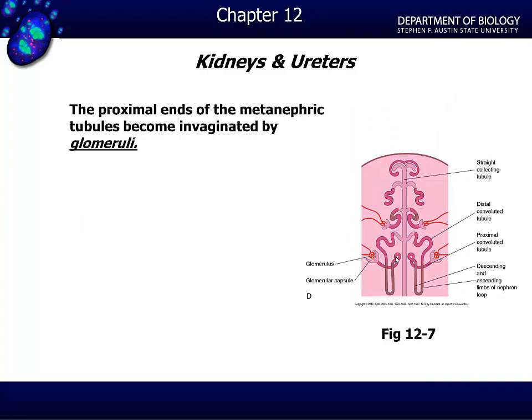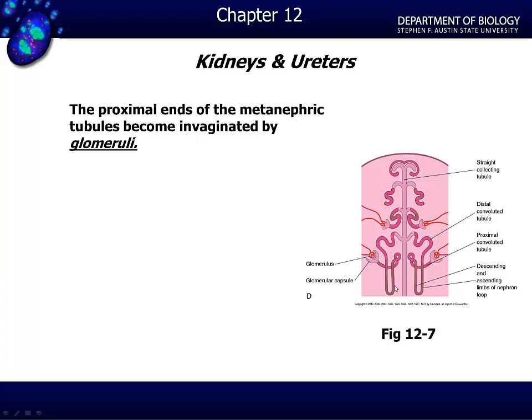So the straight collecting tubules branched, and the branches induced the mesoderm to form a metanephric tubule. Now as these grow and extend, we're going to see that they come into proximity with blood vessels, and so they are going to be invaginated with a capillary bundle that's going to be the glomerulus. And so this is going to create our renal corpuscle. Remember, the renal corpuscle is Bowman's capsule and its associated glomerulus.